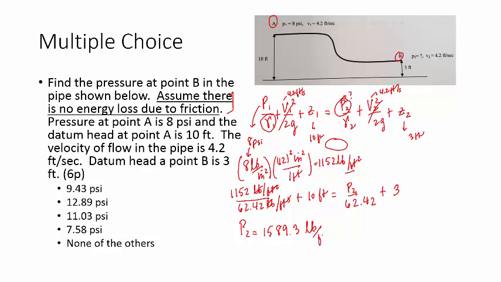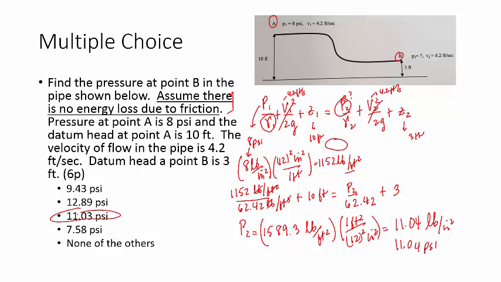But this is per square foot, so we need to convert that to PSI, or pounds per square inch, and we do the conversion. Now it's the opposite here, in square inches, and this is 11.04 pounds per square inch, or 11.04 PSI. And so this is the closest value.